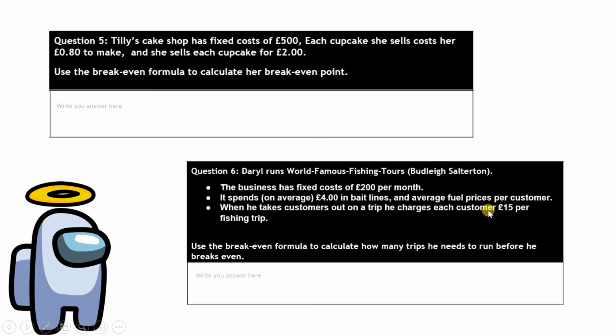So you've got the numbers, they've just changed the words. Instead of looking for sales price and variable cost, you've got spend on each visit, that's the bait line, the £4, and you've got £15 as the charge, which is another way of saying sales price. So you've got a little bit of exam technique in terms of breaking down the numbers. You need to use the break-even formula. Guess what? Write the formula down, slot the numbers underneath, and you'll find that far more straightforward.